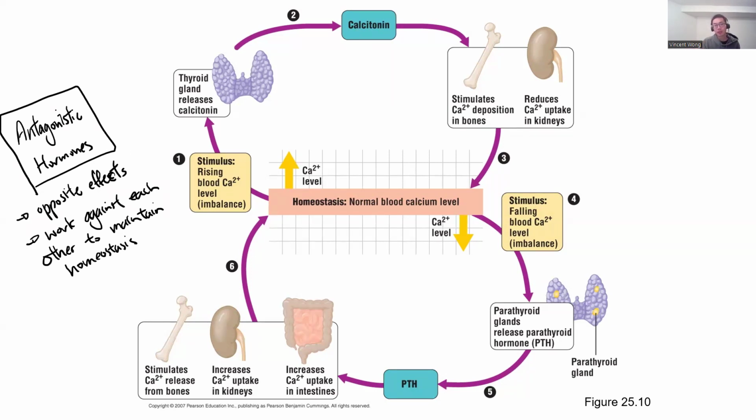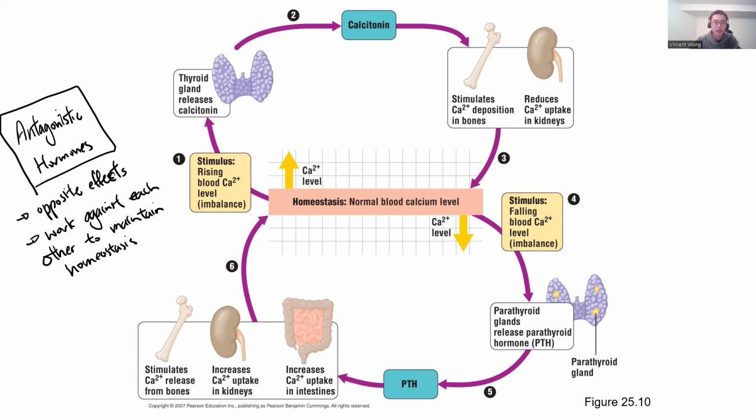We actually learned a pair of antagonistic hormones already in the kidneys. Okay. There is aldosterone and there's ANH. Okay, you should know those because it's on your quiz today, right? So ANH is going to help bring your blood pressure back down, while aldosterone is going to bring the blood pressure back up. Okay, so they work in opposite ways, but together they will keep the blood pressure within homeostatic range.